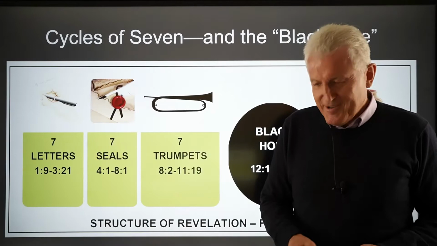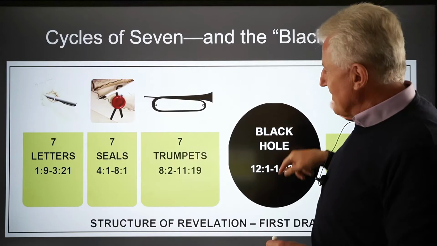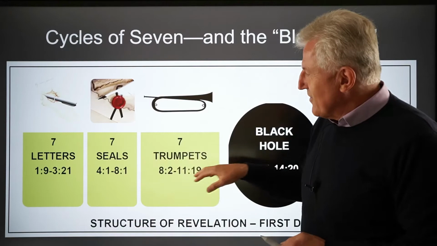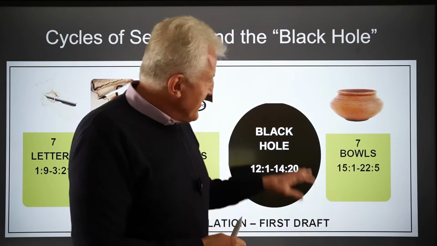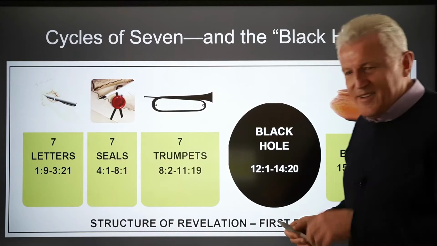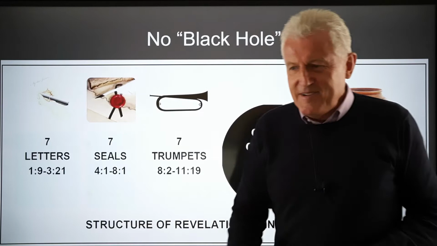But I left something out, the black hole. I call this structure of Revelation first draft. We have the cycles of 7, and then we have what I'm here calling a black hole, because try as they may, interpreters of Revelation have wanted to make all the book into a sequence of 7. So 7 letters, 7 seals, 7 trumpets, and then 7 whatever here. It hasn't been very successful to make that work. So we still have only these 7 letters, 7 seals, 7 trumpets, and the 7 bowls. And then something here that is quite important doesn't quite conform to these septets, these sevens.